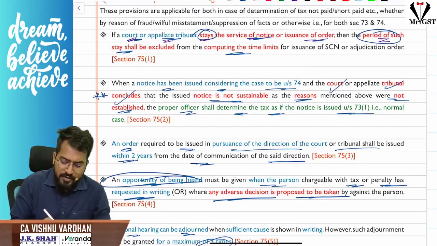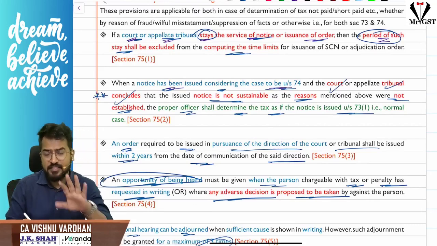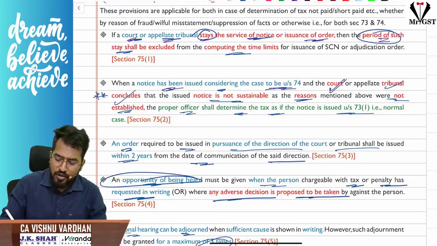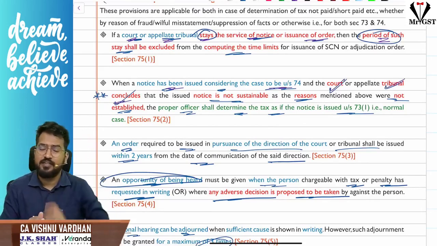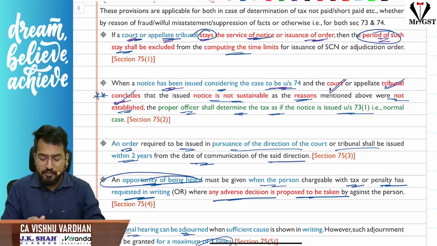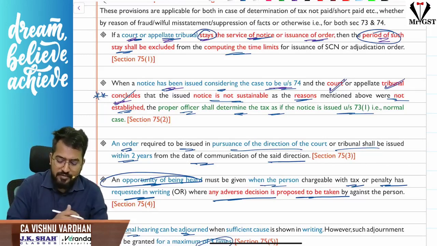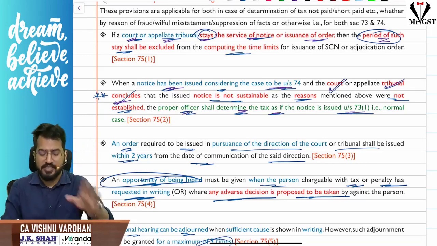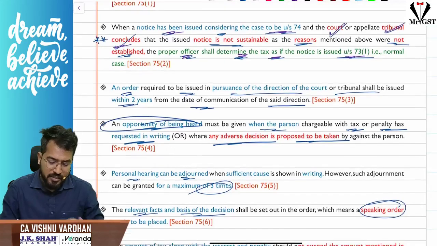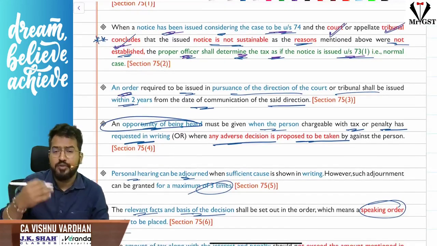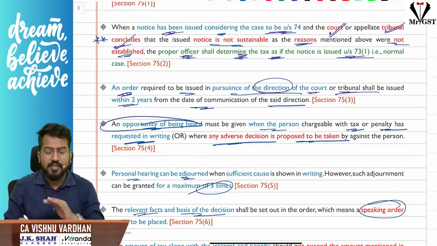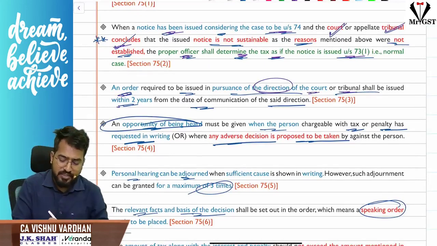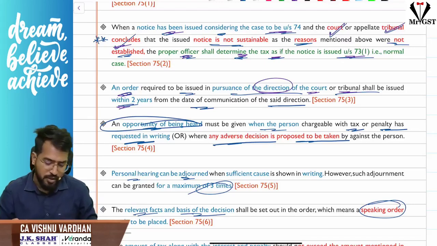Next, sir, when a notice has been issued considering that it is a section 74 case, but the court or tribunal has concluded that there is no substantial evidence confirming willful evasion or fraud or suppression of facts, then this case will be dealt with as if the proper officer has given the notice under section 73, that is normal cases. Okay. Next, sir, any order which has to be issued by the department because of directions given by any court or tribunal shall be passed within 2 years from the date of communication of the said direction from the court or tribunal.